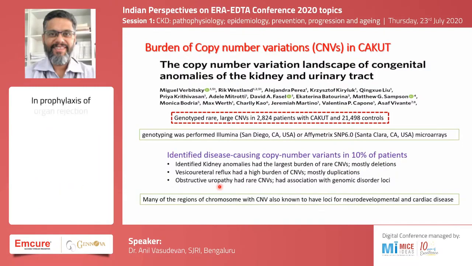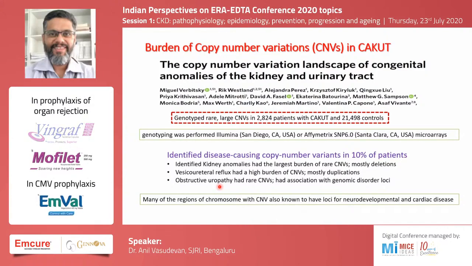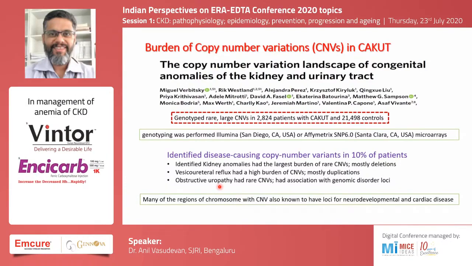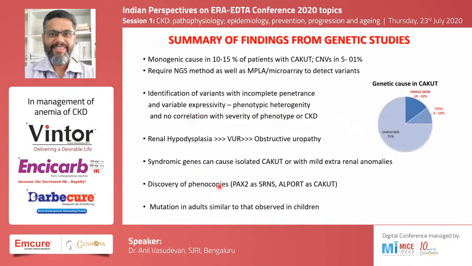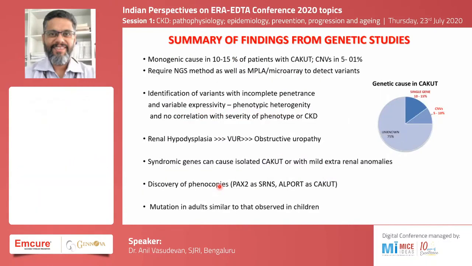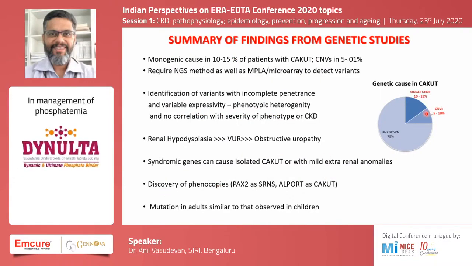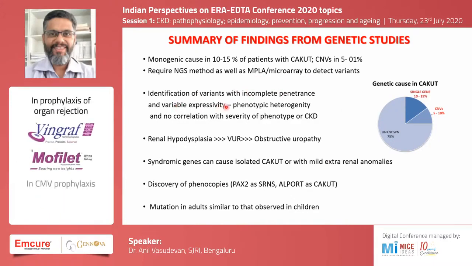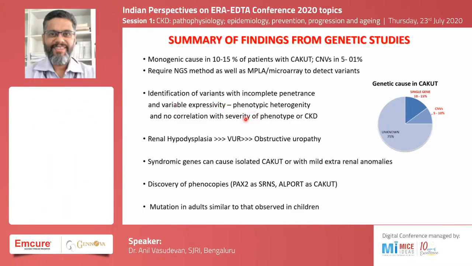So again, suggesting that there is genetic heterogeneity and differences in the architecture and the development of the renal tract, and also that different CAKUT categories are genetically distinct. So just to summarize from all the studies, monogenic causes can be seen in around 15% and CNV in 10%, which means that a large number of patients do not have a genetic diagnosis. Again, it requires 2 different methods to detect these variants. The variants identified have incomplete penetrance and variable expressivity, resulting in a phenotypic heterogeneity that makes counseling very difficult.